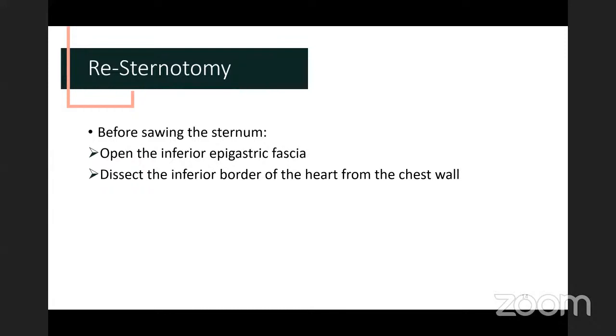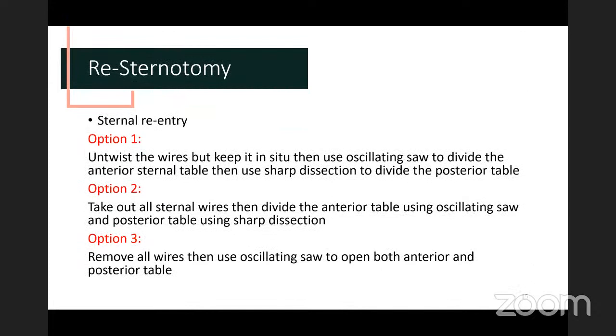Before opening the sternum, you will open the skin and subcutaneous tissue and extend your incision usually inferiorly into the epigastric fascia. Open the inferior epigastric fascia and dissect the inferior border of the heart from the chest wall. For the sternal re-entry itself, we have multiple techniques or options. The most agreed on are the three options mentioned here. Some of them seem to be safer than others, and it depends on the risk of injury that you examined before planning your surgery.